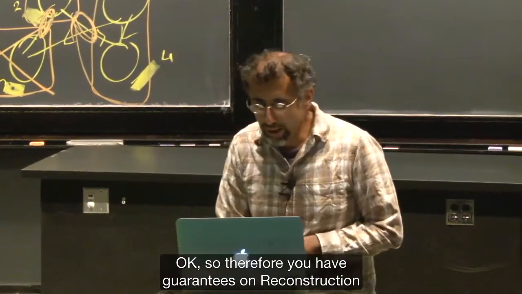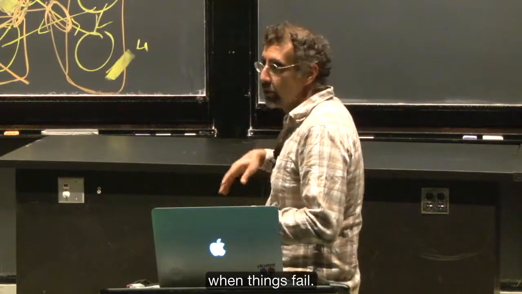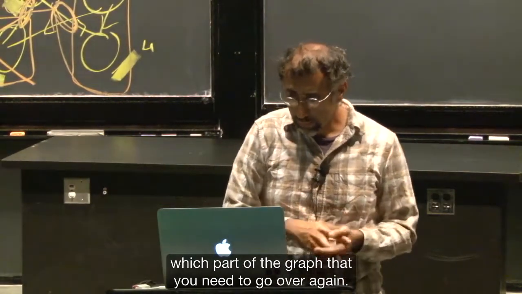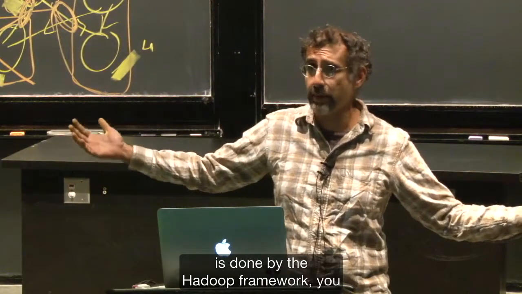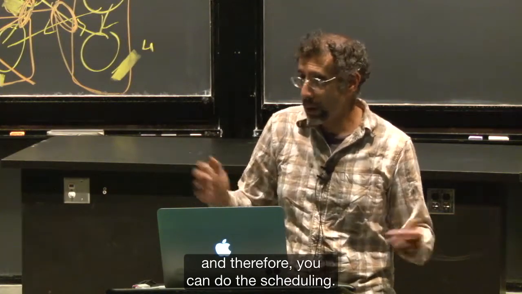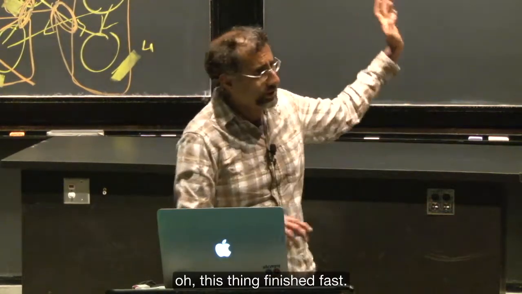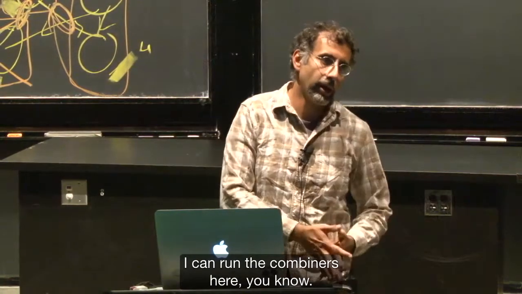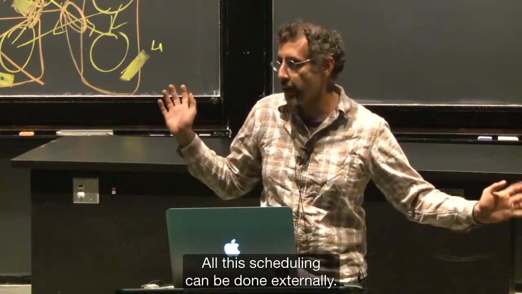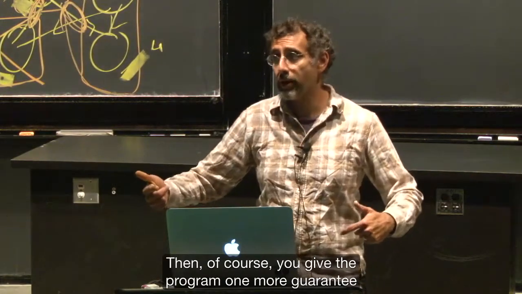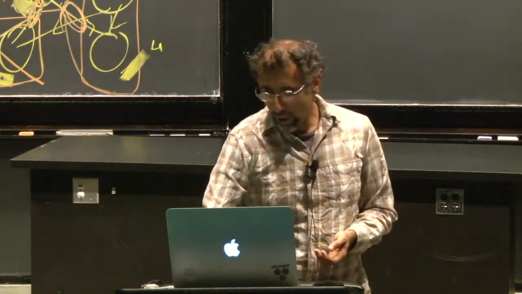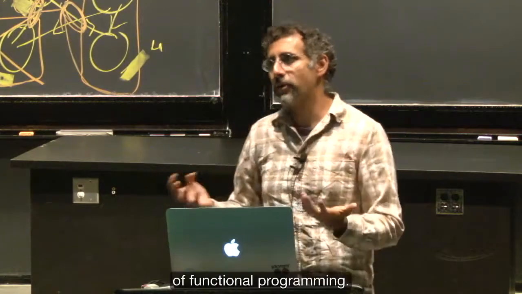Okay, so therefore you have guarantees on reconstruction when things fail. You know how to reconstruct stuff because you know which part of the graph that you need to go over again. And finally, because all this thing is done by the Hadoop framework, you can have this external orchestration, and therefore you can do the scheduling. As Verena was saying, that you can have, oh, this thing finished fast, I can run the combiners here. This thing didn't finish fast, okay, I won't run a combiner. All this scheduling can be done externally. There, of course, you give the program one more guarantee that you had exactly the same signature as well. So you helped it along. Okay, so that's why you need to do this kind of functional programming.